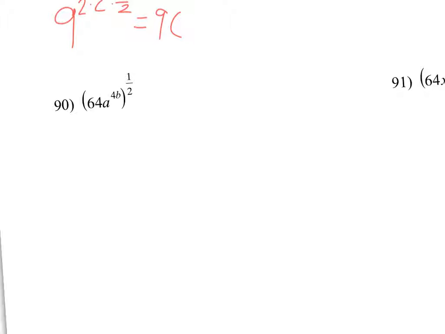For number 90, this time we have two pieces, so this is going to go to both parts. 64 to the 1/2, you will have to reduce that. And a to the 4b times a half. 64 to the 1/2, again, you can just use a calculator if you're not comfortable with this, but a 1/2 exponent is just a square root. The square root of 64 is 8. 8 times a, 4b times a half is 2b. And that's it.